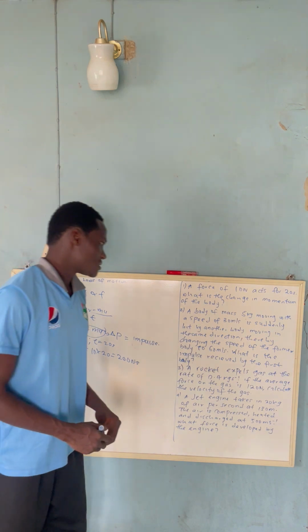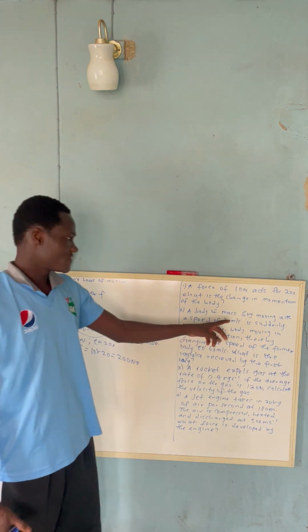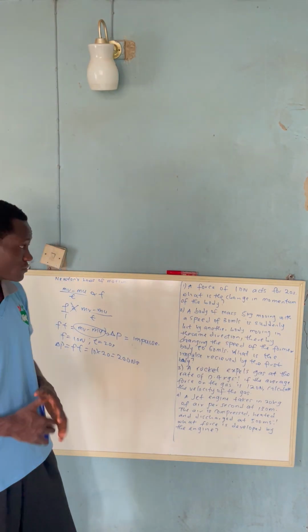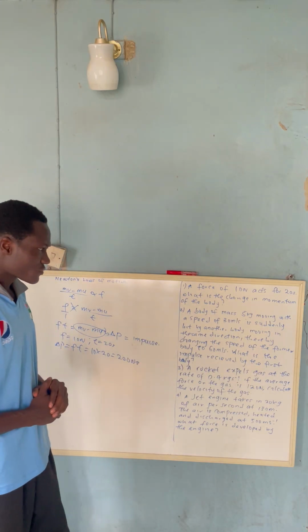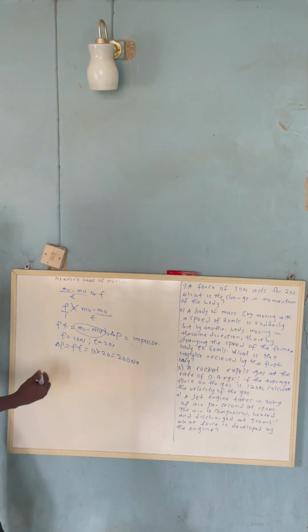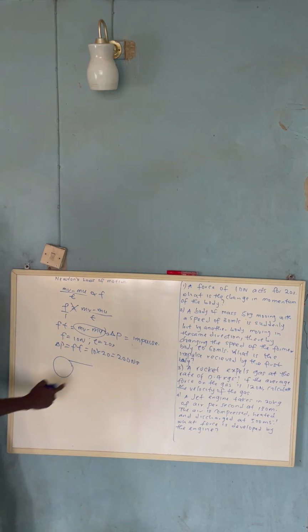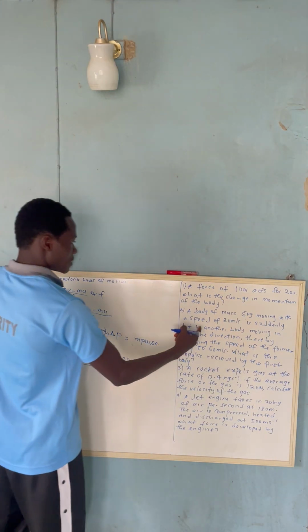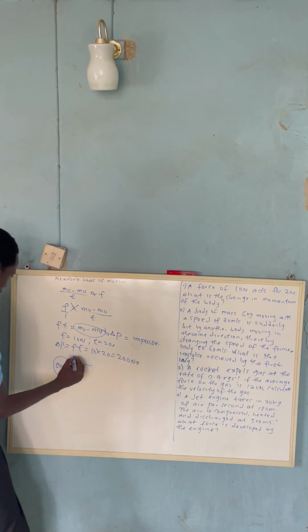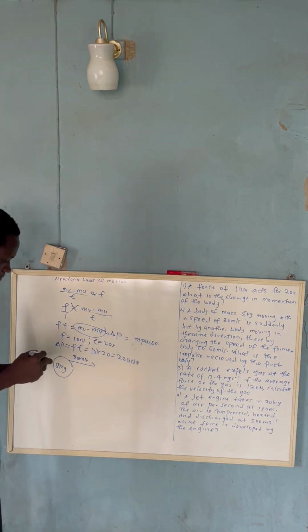Let's look at the second question. It says a body of mass 5 kg, we're given the mass in that question, moving with a speed of 30 meters per second. Let's say this is the body. What is the mass of the body? The mass of the body is 5 kg. It was moving with a velocity of 30 meters per second. This is the direction of the body.